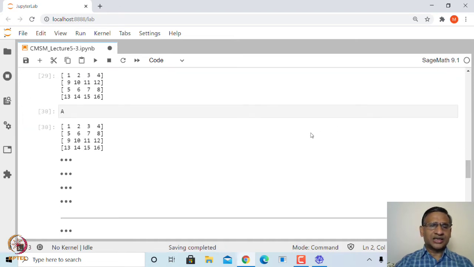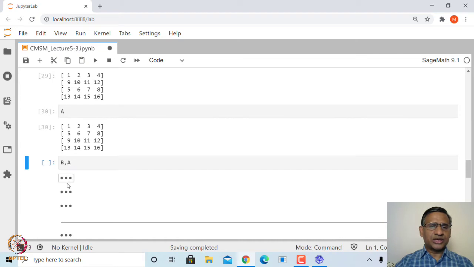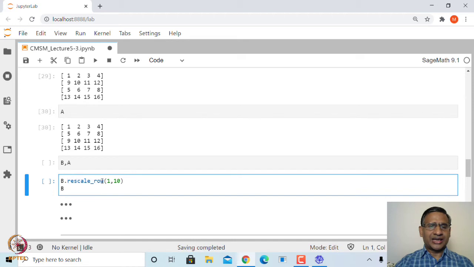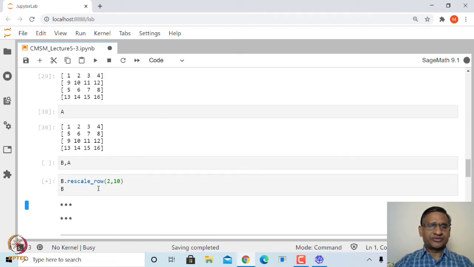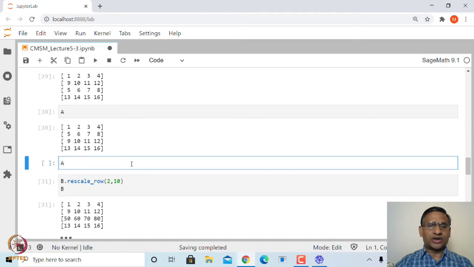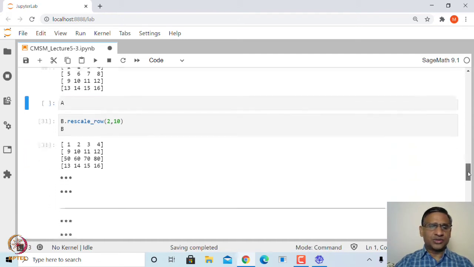Let us look at other elementary row operations. For example, B dot rescale underscore row 1 comma 10 means the second row will be multiplied by 10. Let us look at, we want to multiply the third row by 10 and then see what happens. The third row was starting with 5, it was 5, 6, 7, 8, and it has been multiplied by 10. Again, you can check that A would not have changed, A will remain as the original matrix. So this is scaling any row.